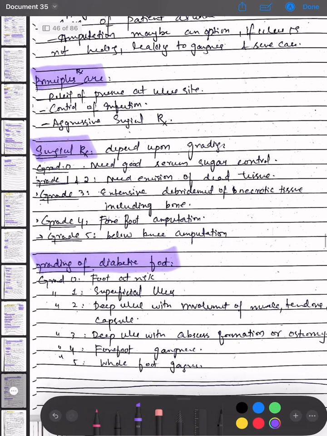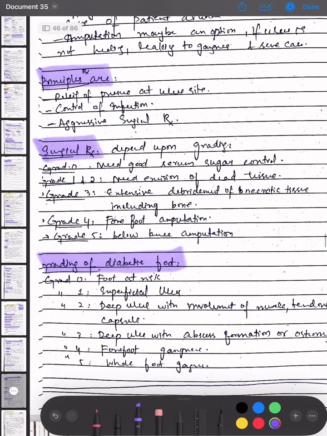Now, how will we provide the surgical treatment according to the grading? At grade 0, you need good serum sugar control. At grades 1 and 2, you need excision of dead tissues. Grade 3 can require extensive debridement of necrotic tissues including bone. Grade 4 requires forefoot amputation and grade 5 requires below knee amputation.